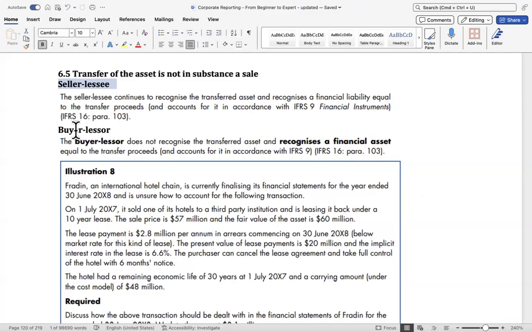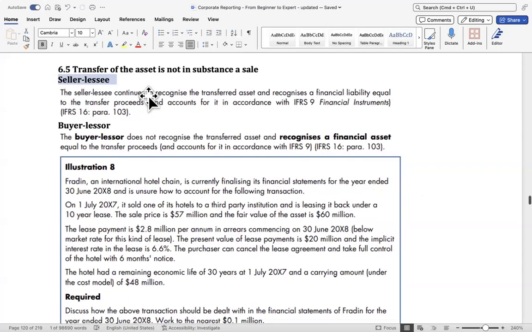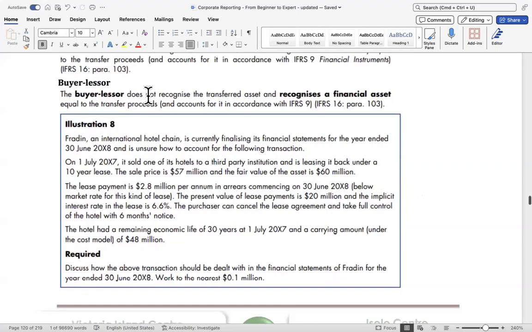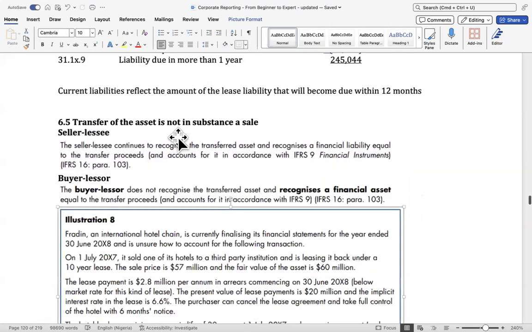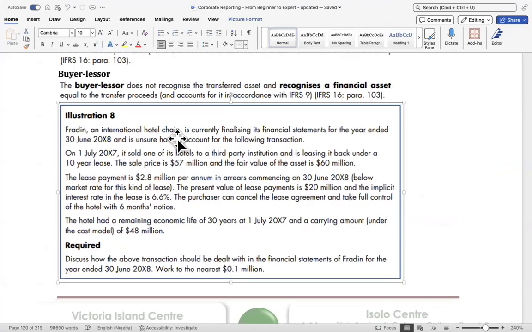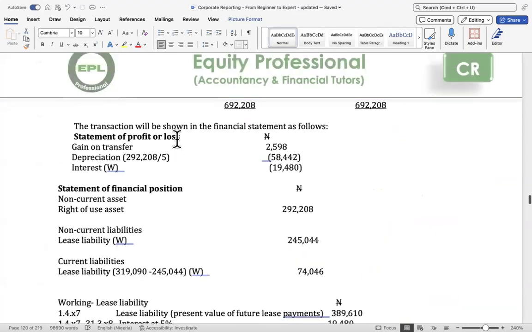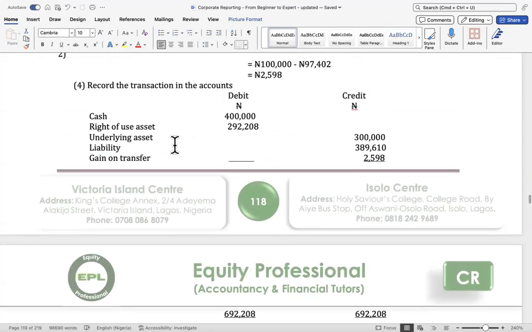Whereas the buyer lessor recognizes a financial asset. Okay. So I didn't really solve any question on this one, because there is really nothing to solve here. So there are 2 assignments I'm giving you. This one, illustration 8. Please try it. Okay, guys. So I'm done for today.